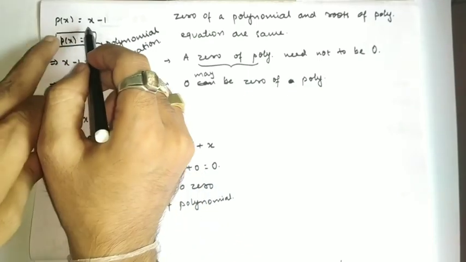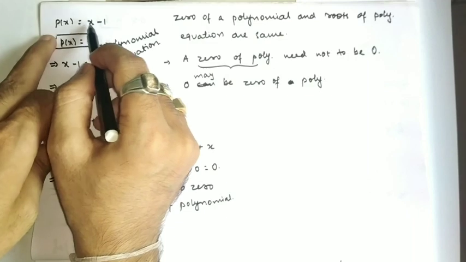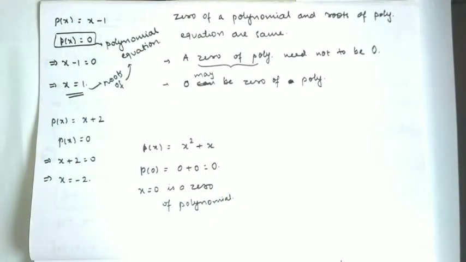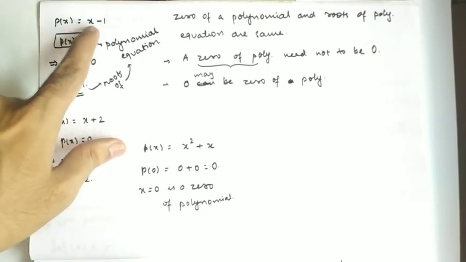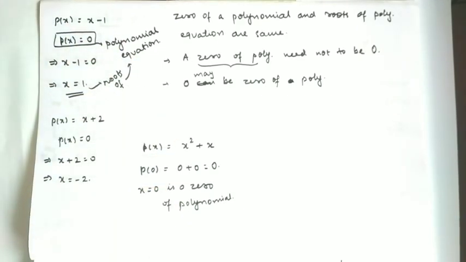Correct. But if I take this polynomial, can 0 be a 0 of this polynomial? For this, no, it's not possible. If I replace p of 0, this will be 0 minus 1, which will be minus 1. That means 0 is not a 0 of a polynomial. Please keep these two things very separate. This is very important. Correct.